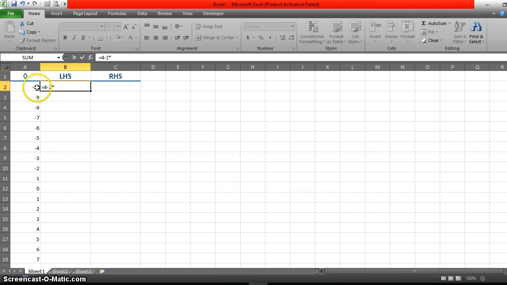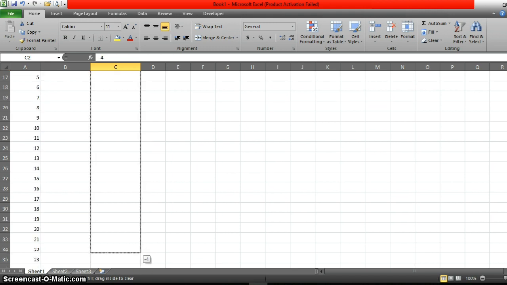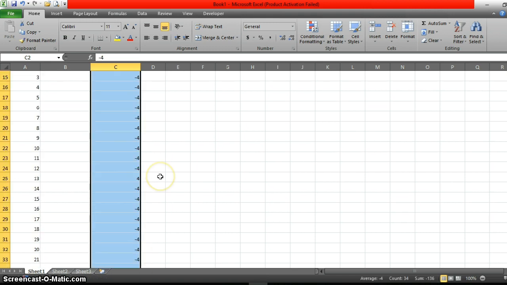So in here we have the value of the rhombus, but we don't know yet the correct value for this rhombus. So you can click this and then you can enter. We get the value 24, and the right hand side is minus 4. But you have to drag minus 4 down to whatever value you want, because the right hand side will never be changed. It's a constant number.